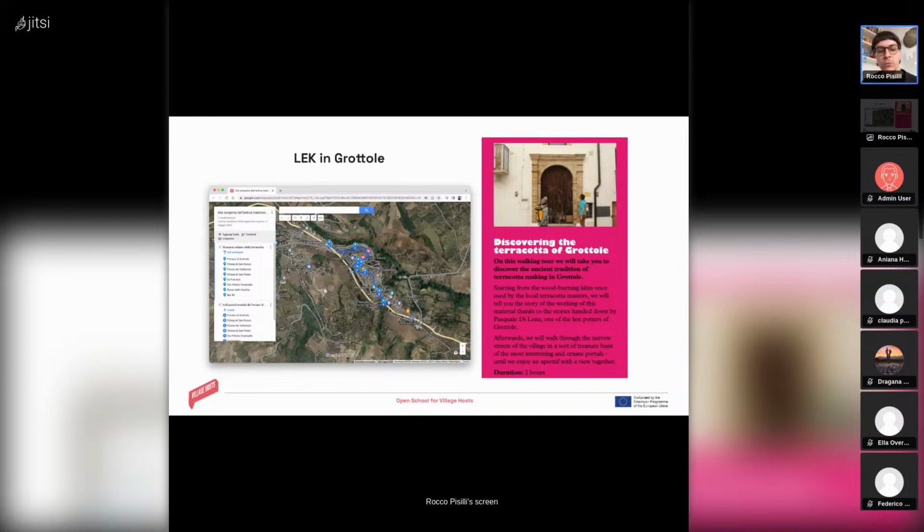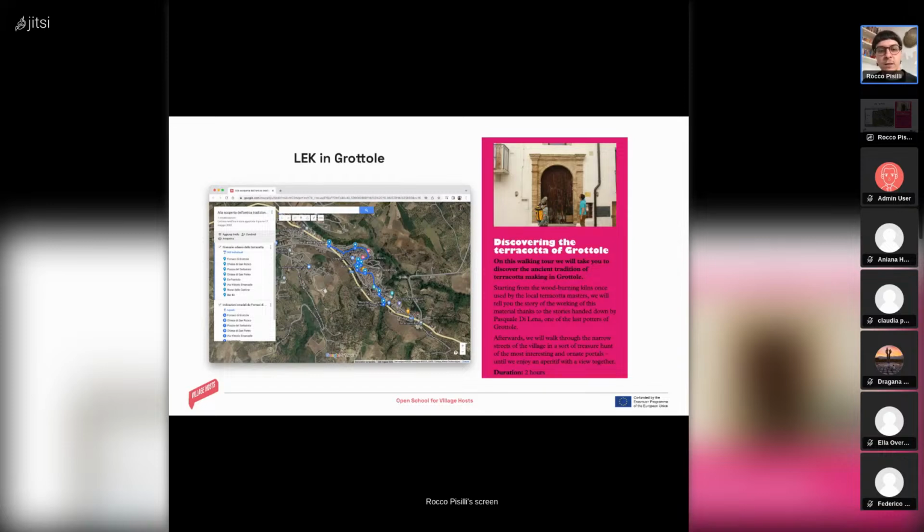And also we went to Grottole. This man is not living in Grottole, he lives in Matera. But we went together to Grottole to see all the different places related to terracotta. He showed us the places where to collect clay, the hiking path from the place where they used to collect the clay to the ovens in the village where they used to cook the terracotta.